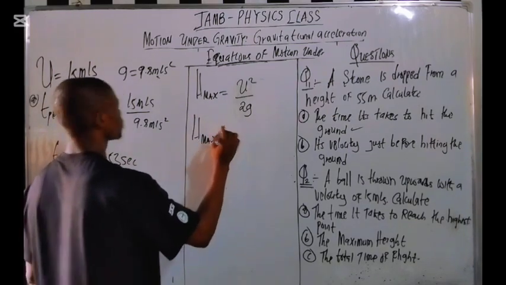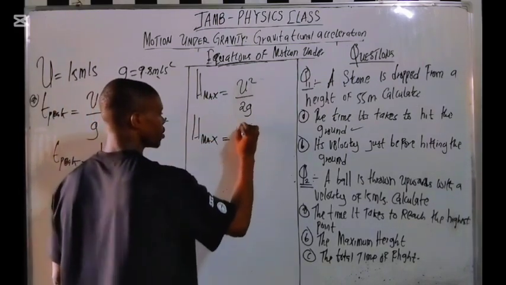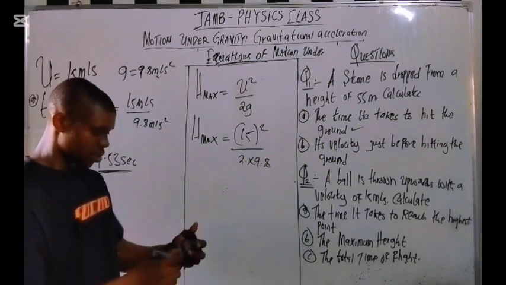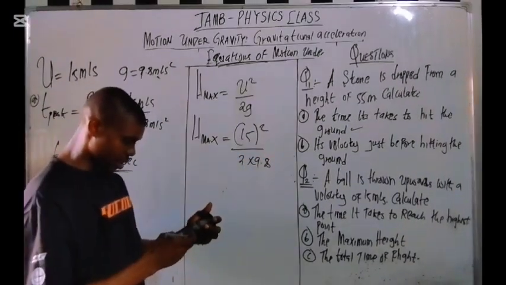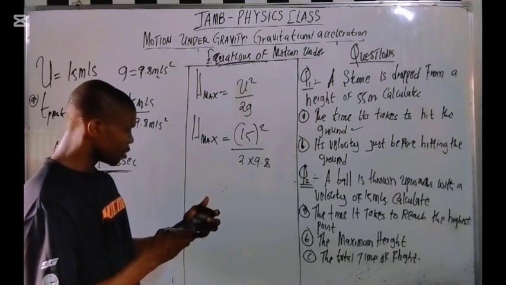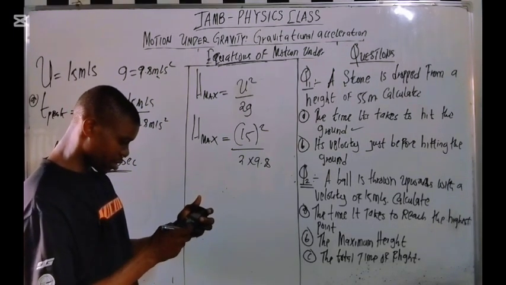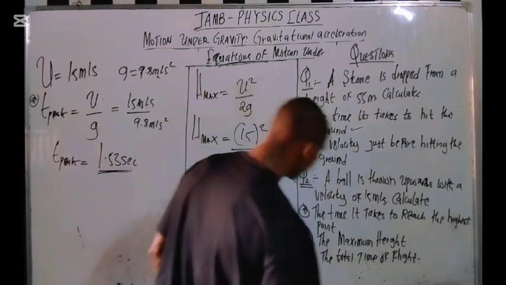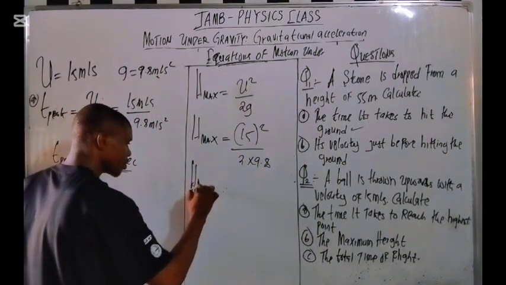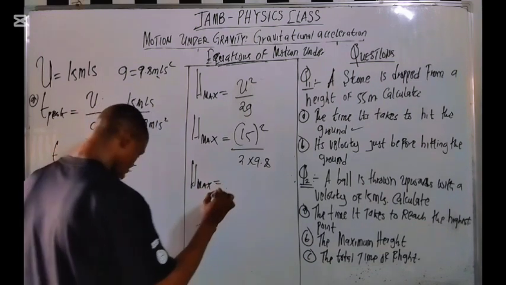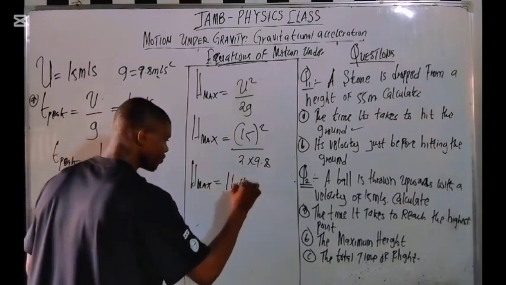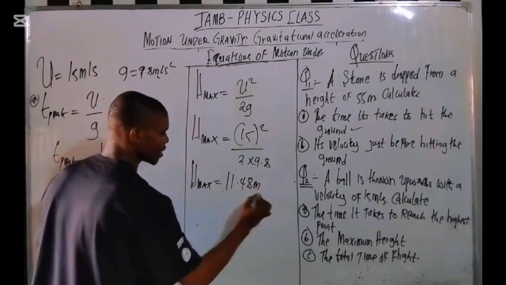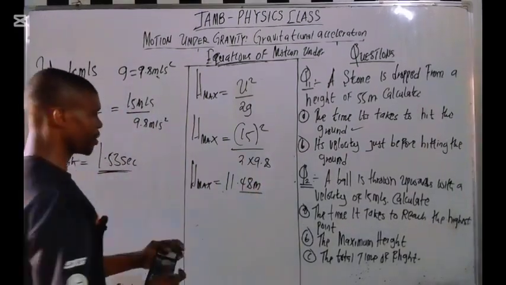So maximum height equals 15 squared over 2 times 9.8, right? So 15 squared divided by 2 times 9.8. So we have 11.47. So we have the maximum height now, 11.48, right? Meters. Remember, it's going to be in meters, right?